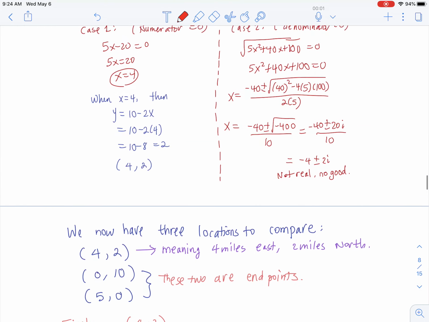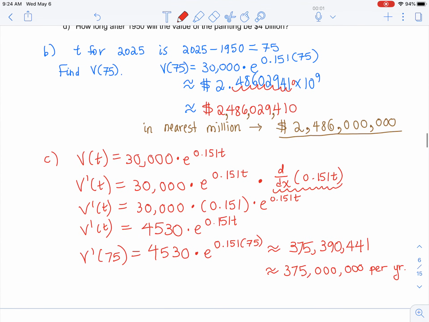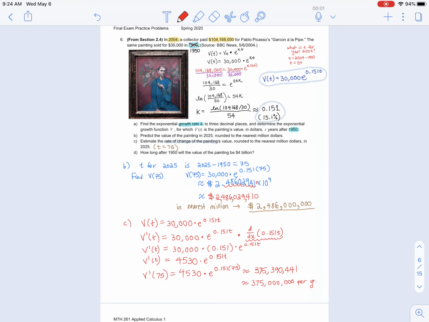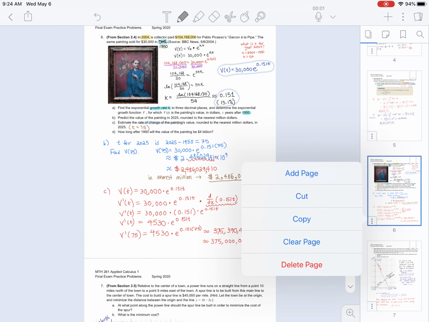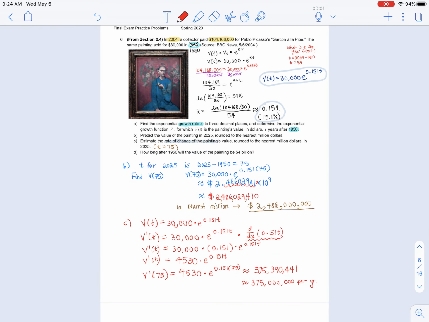Sometimes these come out so big, I'm like, really? A painting can be this expensive. Okay, so that's how you do part C. I'm going to need another page. Let me add another page for part D, okay? So one second.